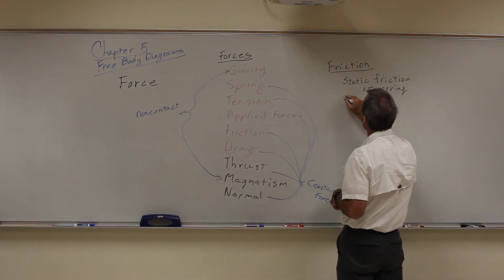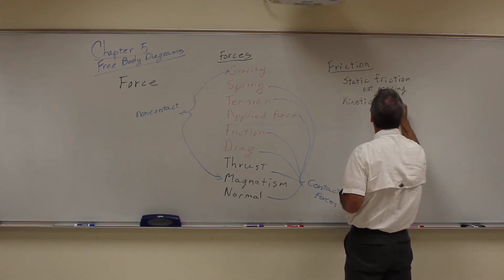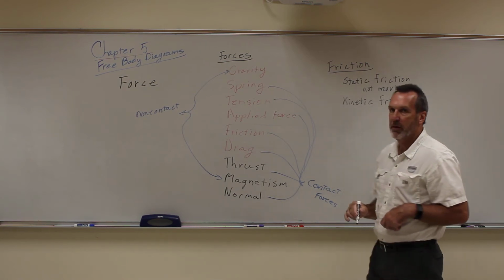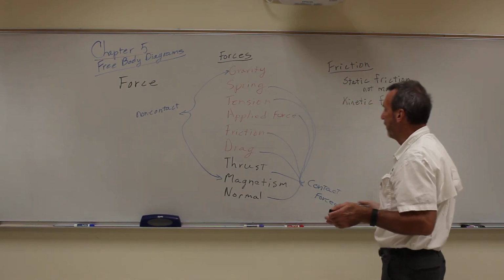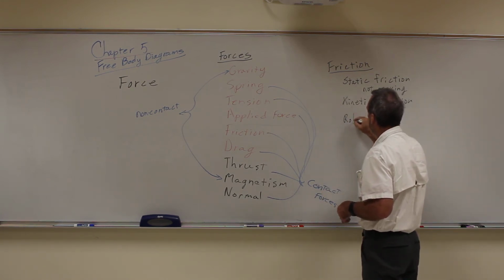And then once it starts moving, that switches to kinetic friction, or this is the friction of motion. Now there's also a friction if you have a wheel or a ball. We call it rolling friction.